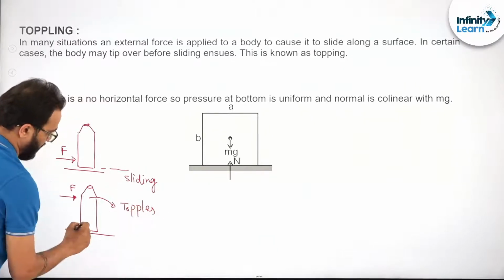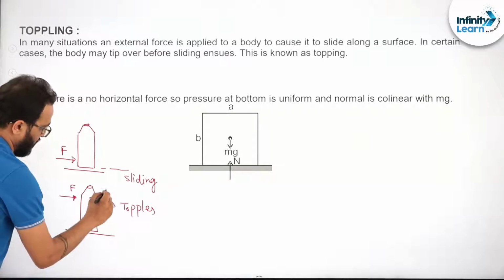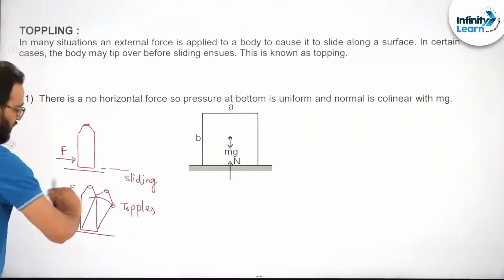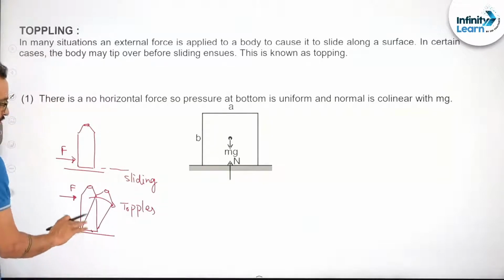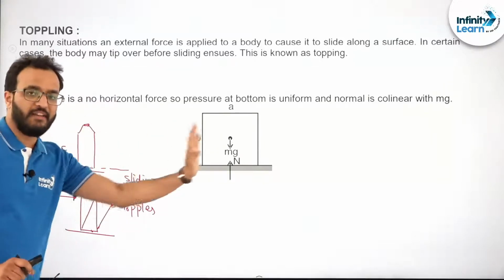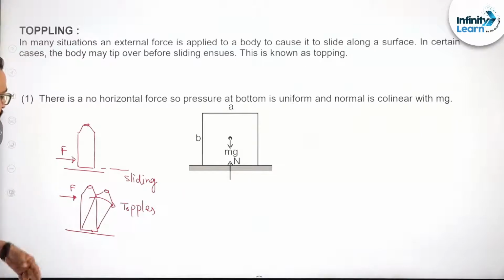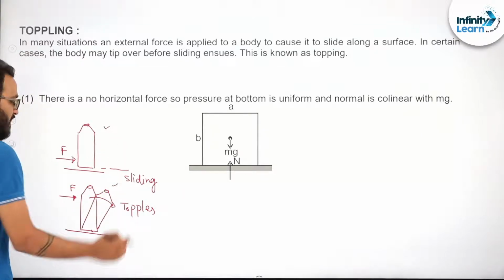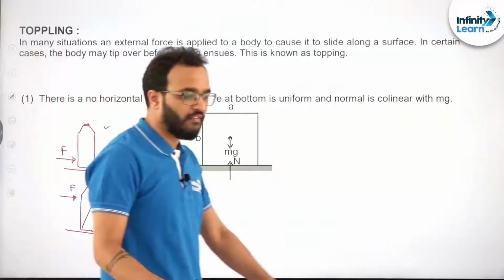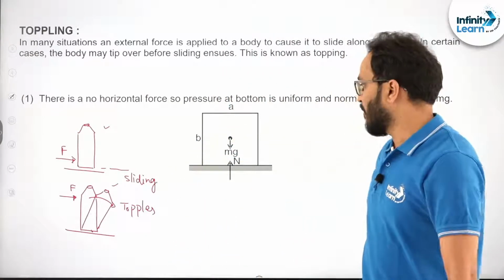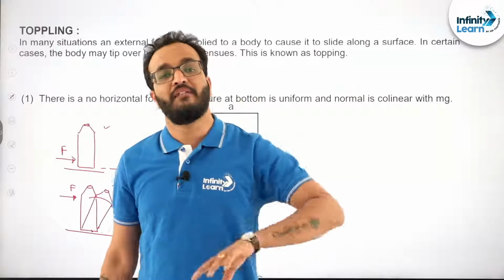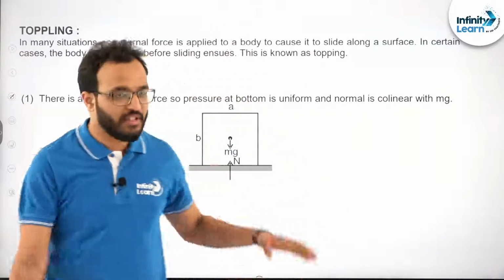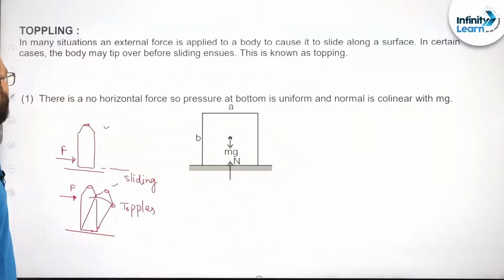Topples means like this, it starts rotating like this. So instead of sliding forward, it starts toppling. So these are the situations. Let's understand when these things happen. When does a body topple? When does a body slide? When does a body topple before sliding? When does a body topple after sliding? All these conditions, let's try to understand what is toppling.